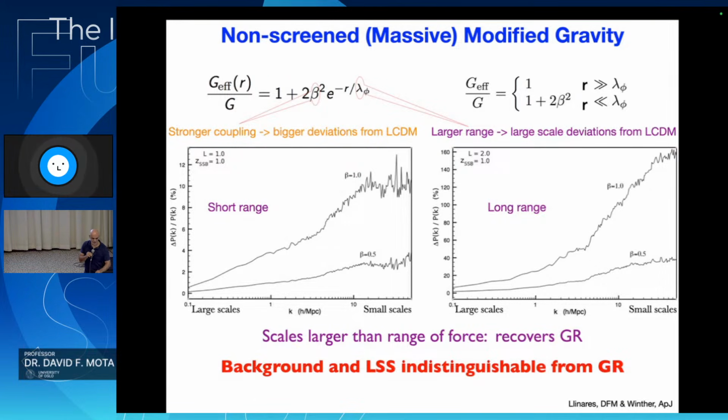So the conclusion here is that the background cosmology, like supernova type 1a, is indistinguishable from lambda CDM. And at very large scales, if you test the cosmic microwave background radiation fluctuations or the linear matter power spectrum, you also cannot detect differences from lambda CDM. The differences are at scales of megaparsecs, within the range of the fifth force.